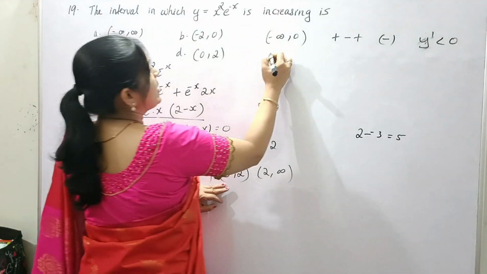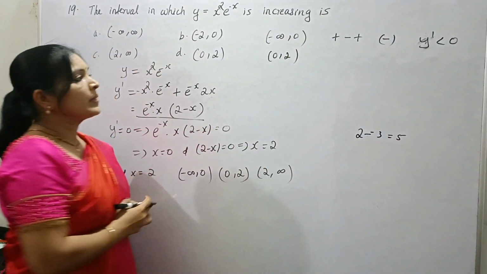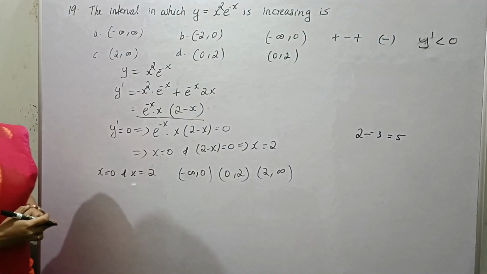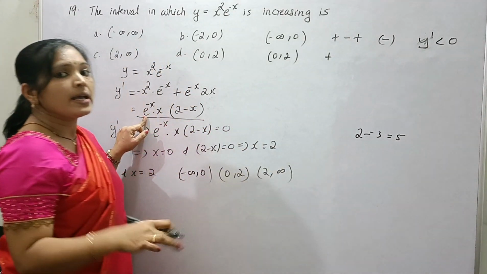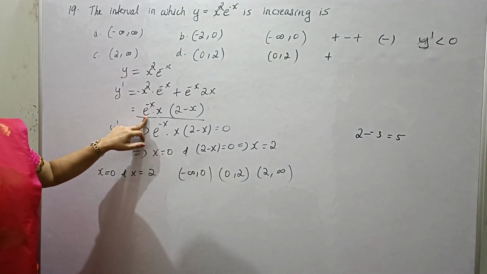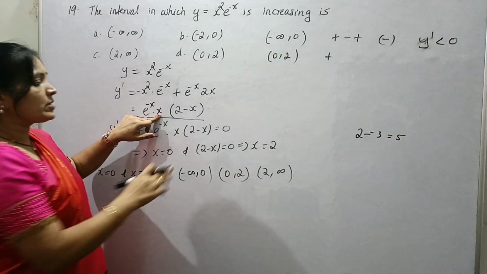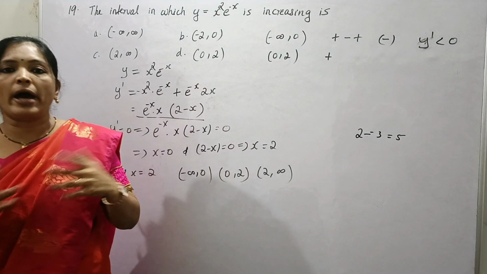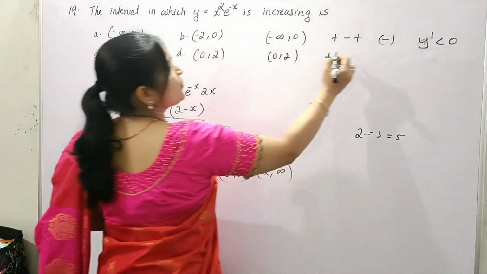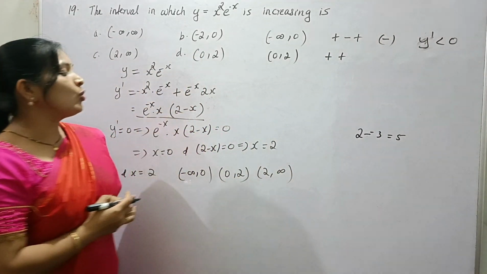Then the next interval, 0 to 2. In the interval 0 to 2, here it is positive. The first term, e raised to minus x, exponential function, is always greater than 0. Next, x: all the values between 0 and 2 are positive, right? So it is positive.